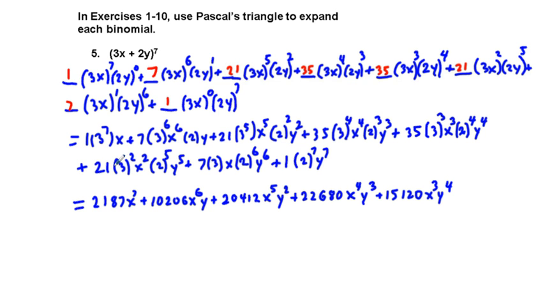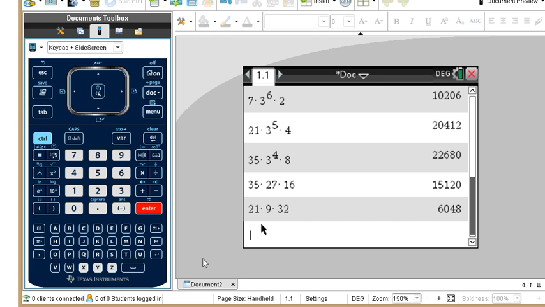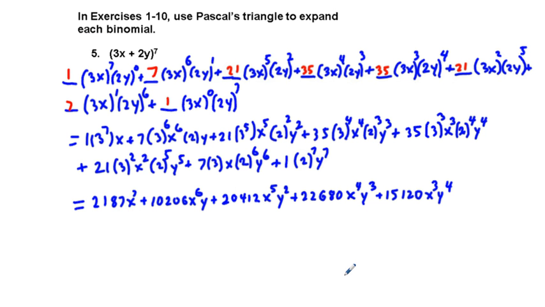Okay, next one is you have 21 times 9 times 32. 2 to the fifth is 32. So 21 times 9 times 32, we get 6,048. So we get 6,048 x squared, y to the fifth.